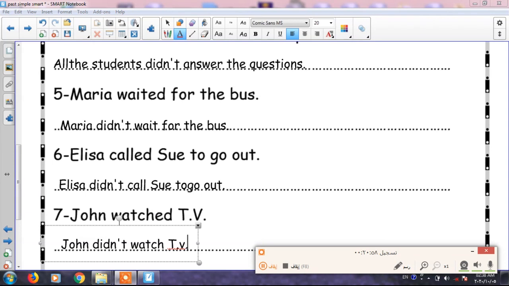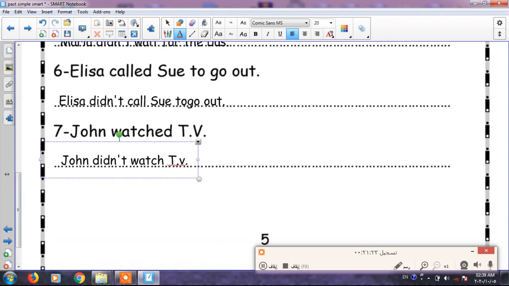Number 6, Elisa called Sue to go out. So also, as we have done before, I put didn't before the verb and I put the verb in the infinitive form. So it will be Elisa didn't call Sue to go out. Number 7, John watched TV. So it will be John didn't watch TV. This is for the negative form of the past simple.